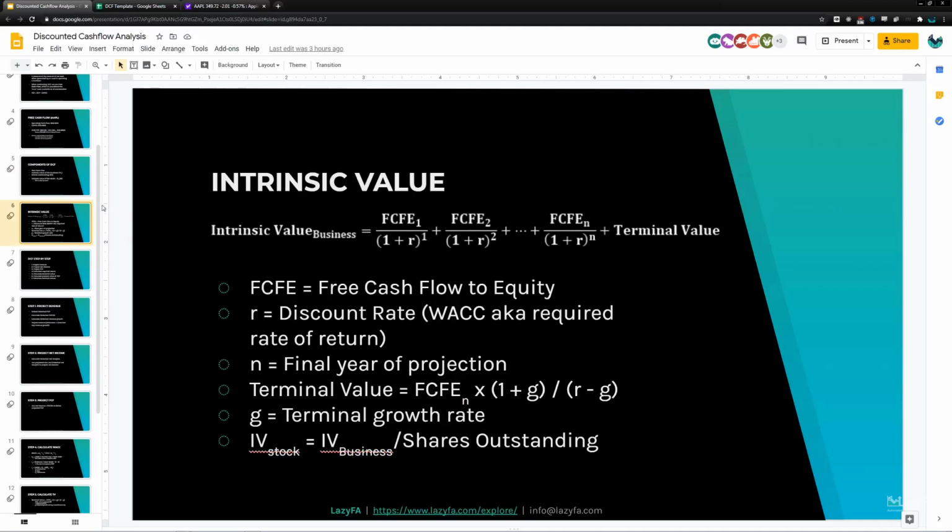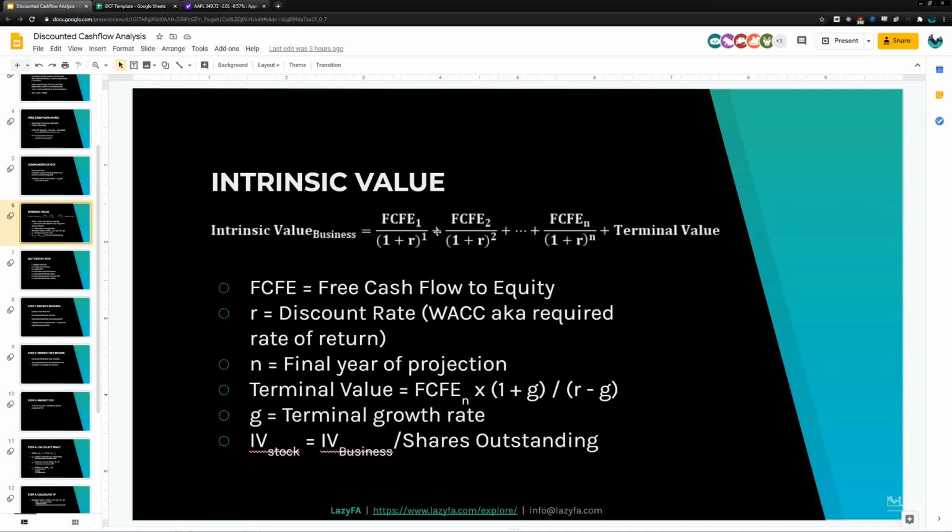All right. So in order to calculate that, this formula here might look complex, but it's actually really not. So the intrinsic value of the business is the sum of all of its projected future cash flows.